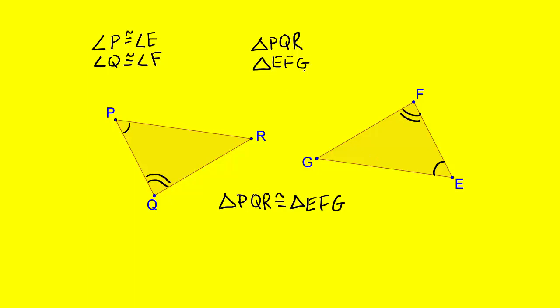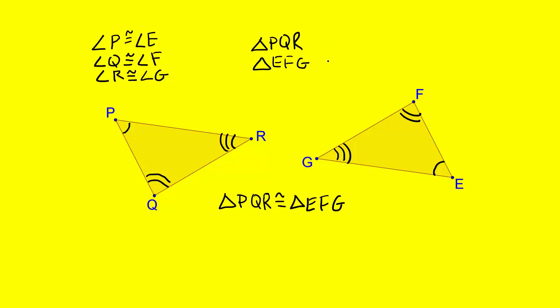And then lastly, R and G match up, so I can say angle R and angle G correspond, and since they correspond, I know they're congruent to each other as well. So I'm going to put 3 arcs on R and 3 arcs on G. So we know which angles are congruent now. And then I can also say which sides are congruent similarly.